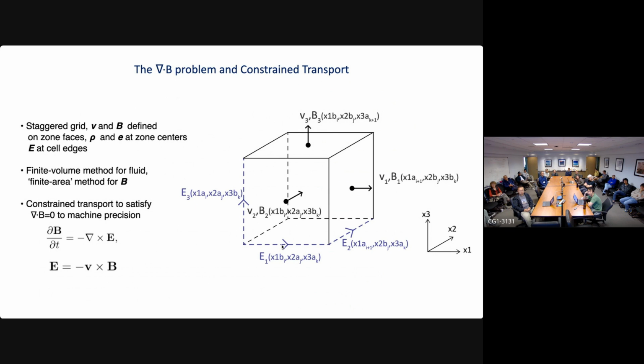But for the magnetic field, on the other hand, we use a so-called constrained transport finite area method and the Stokes theorem. So the magnetic field on the faces is updated by the electric field on edges. And those electric fields on edges, by using Stokes theorem, cancel pairwise, so we can ensure that the div-B equal to 0 condition is preserved to machine precision if it's set to 0 initially.